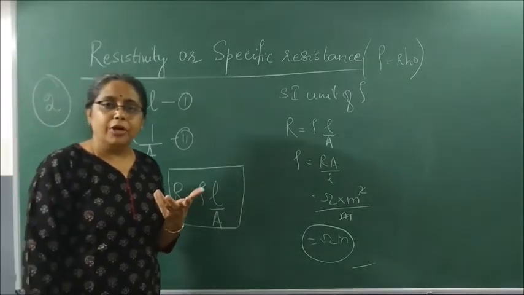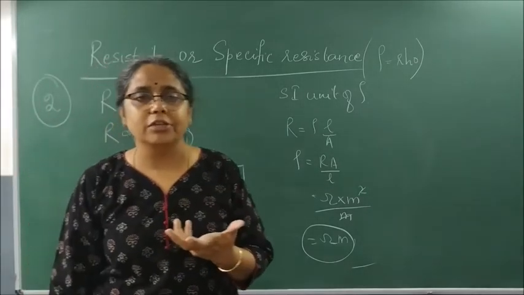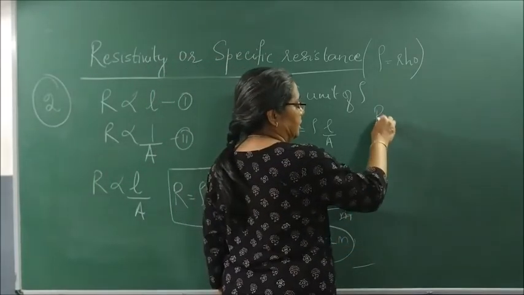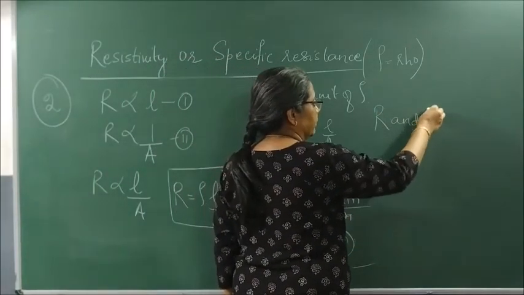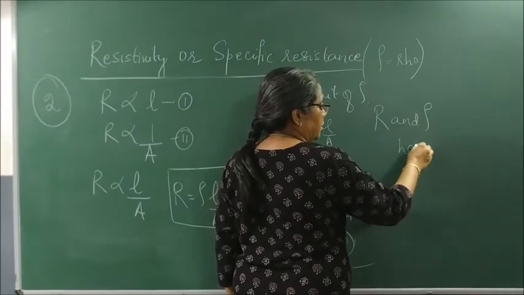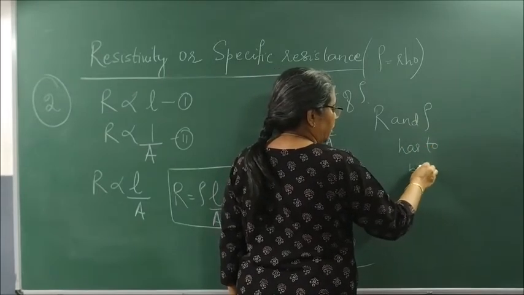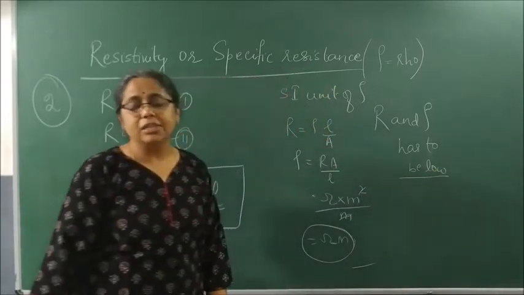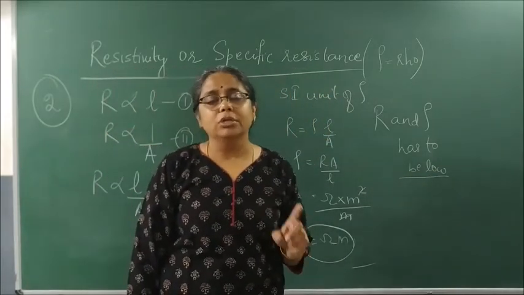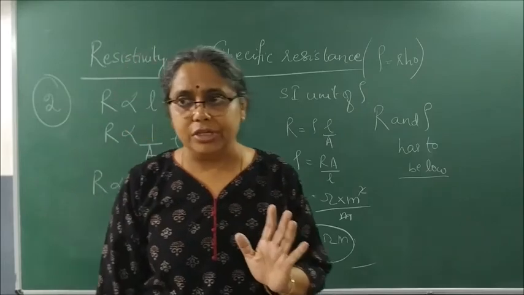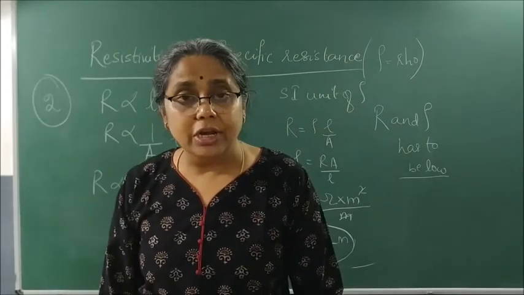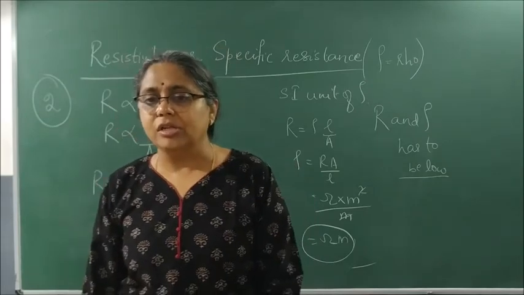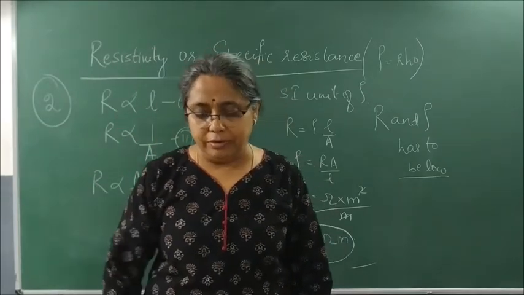So now, for any good conductor, resistance also should be low, resistivity also should be low. If it has to behave like a good conductor, both its resistance and resistivity have to be what? Low. Low resistance or low resistivity indicates that they are good conductors of electricity.